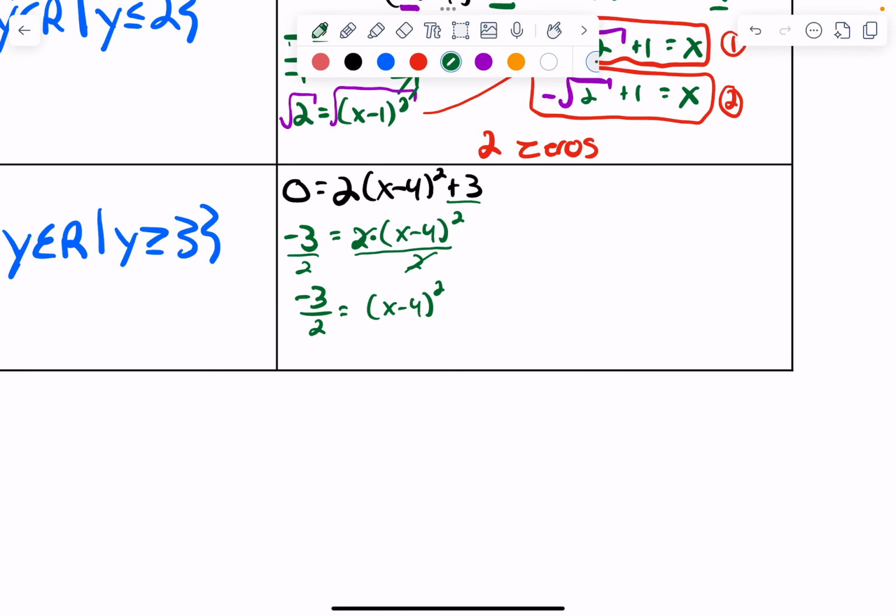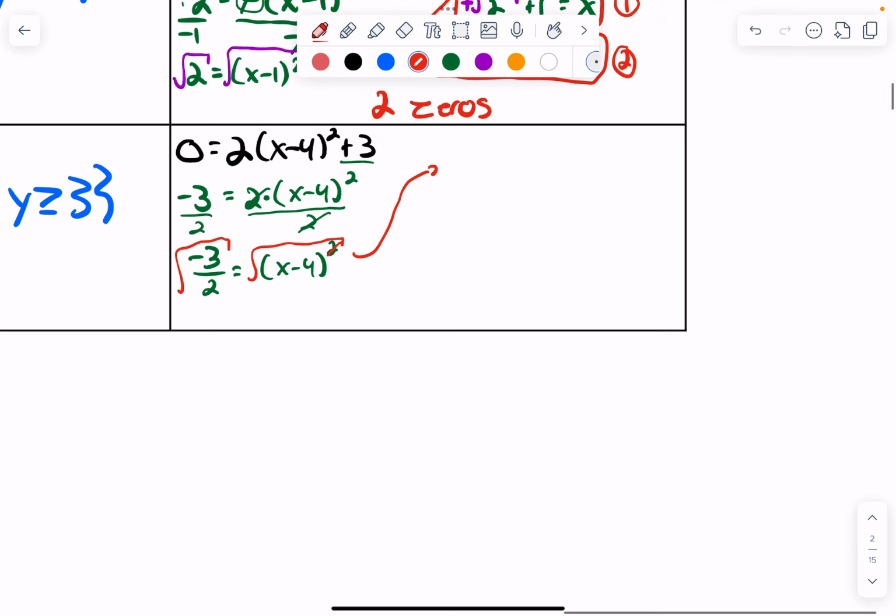Okay, well, you would follow the same approach. Then you'd say, okay, I'm going to take the square root of both sides because I've got to get rid of this squared up here. So then you would get, and I say this very lightly, the root of minus 3 over 2 equals x minus 4.